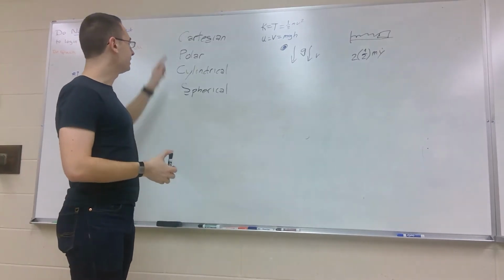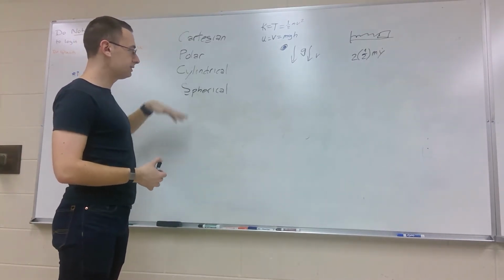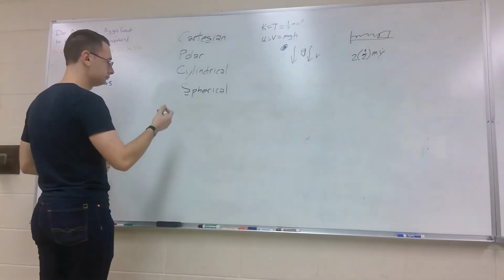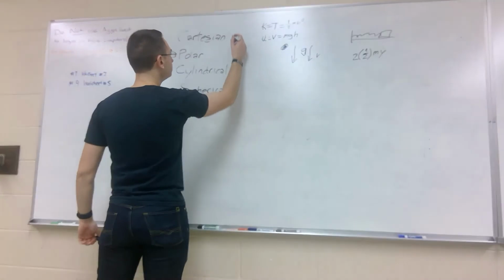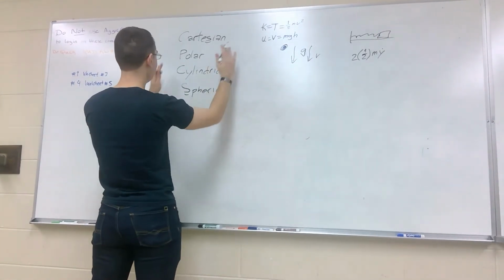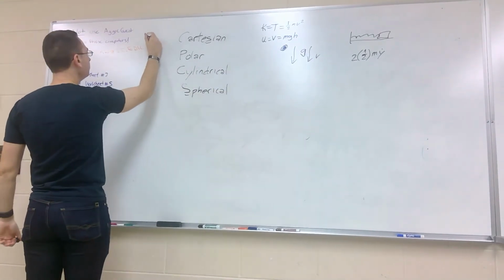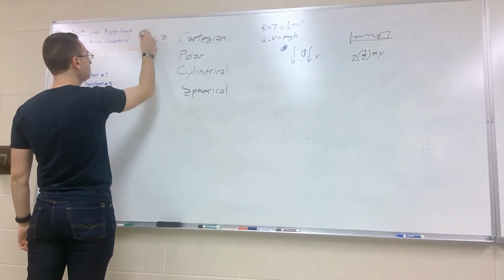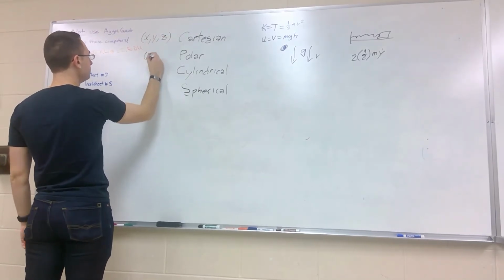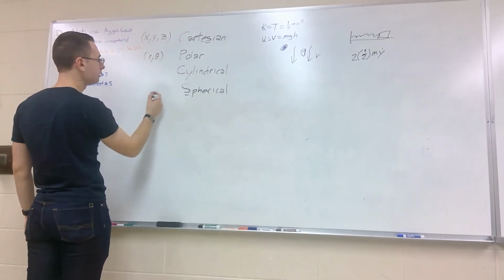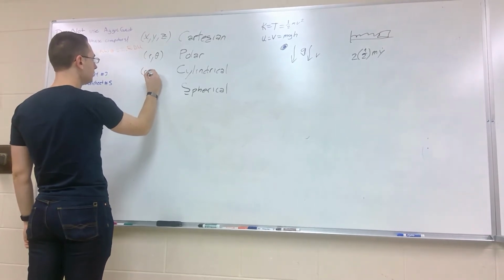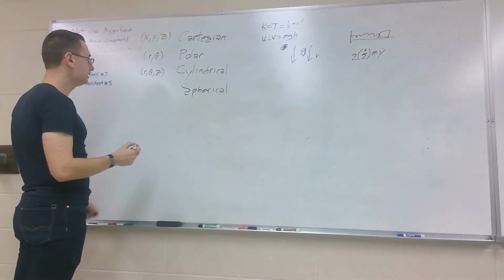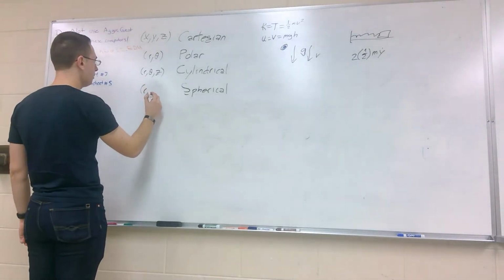Cylindrical, and spherical. So Cartesian, polar, cylindrical, spherical, those were the 4 systems that we went over in class. Alright, we've got X, Y, Z components, R, theta, and Z.